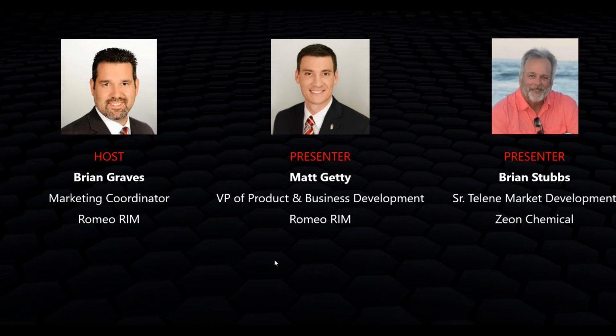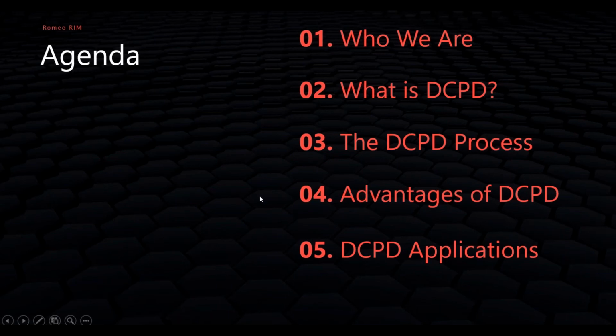So today we're going to be discussing all things dicyclopentadiene, or DCPD. We're going to first tell you a little bit about Romeo Rim and Zeon Chemicals. Then we're going to dive into what exactly is DCPD. Then we'll talk about what the DCPD process looks like, some of the advantages of using DCPD, and we will show you some real-life applications for DCPD.